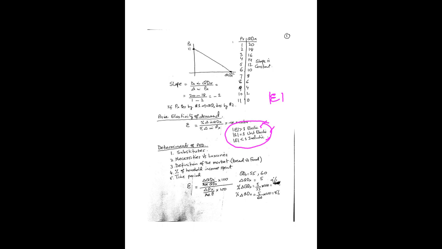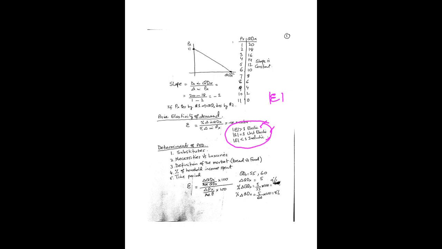If price changes by 1% and quantity demanded changes by less than 1%, that is inelastic. If price changes by 1%, quantity demanded also changes by the same 1%, that is called unit elastic.